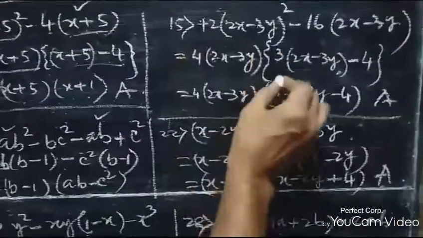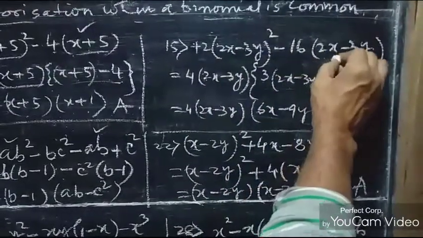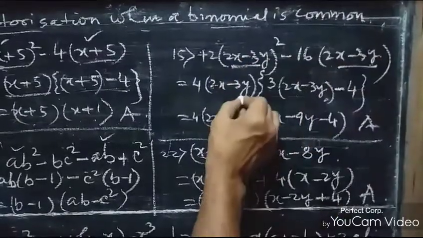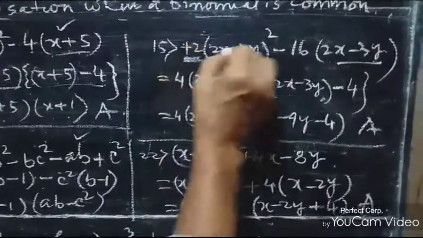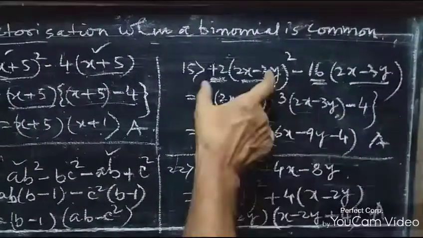It is actually 12 into (2x minus 3y) square minus 16 into (2x minus 3y) square. This is actually the common part. Just take this common part, and also this 12 and 16, the HCF of 12 and 16 is 4. So this is actually the common part of these two.